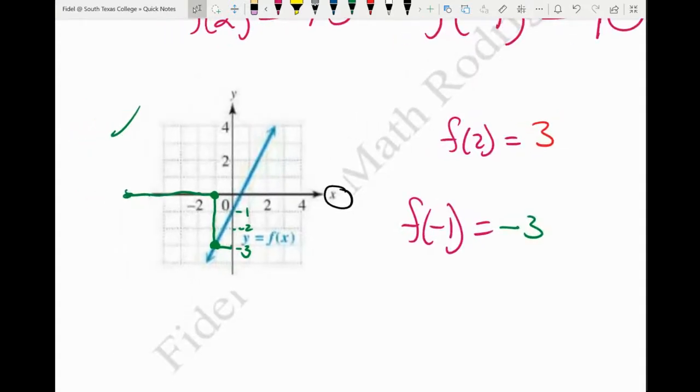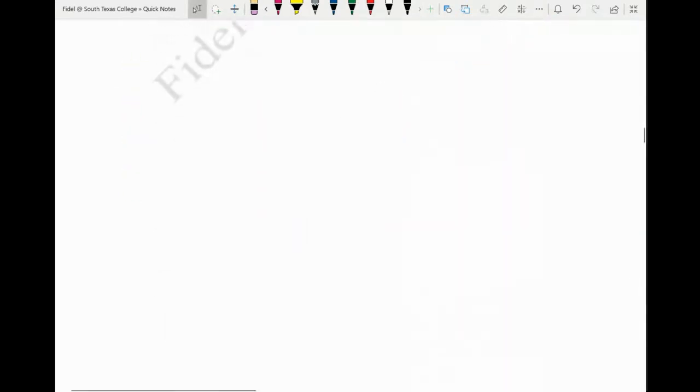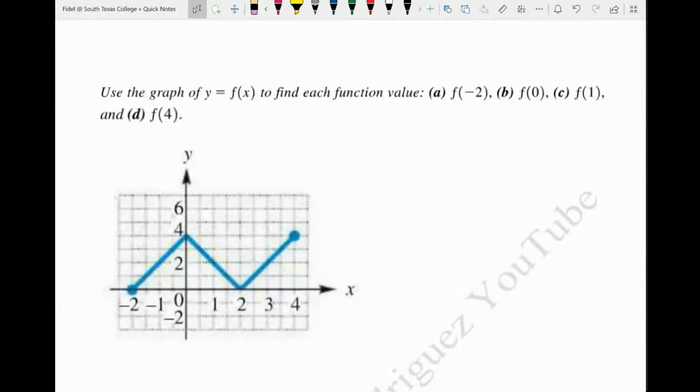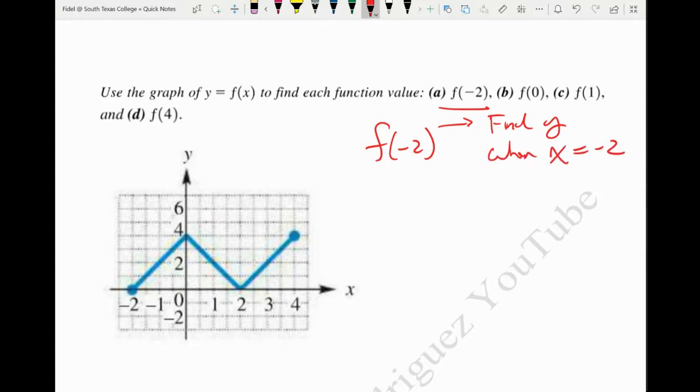All right. Alrighty, so now let's see, we got a little bit more to do. Okay, so here's the next one. It says, let's use the graph of y equals f of x to find each function value. Okay, so just like we did before, we're going to do the same thing here. We got 4 parts to do because we got parts A, B, C, and D. All right, so first thing we're going to find is f of -2. Again, just so you remember what this means. This means find y when x equals -2.